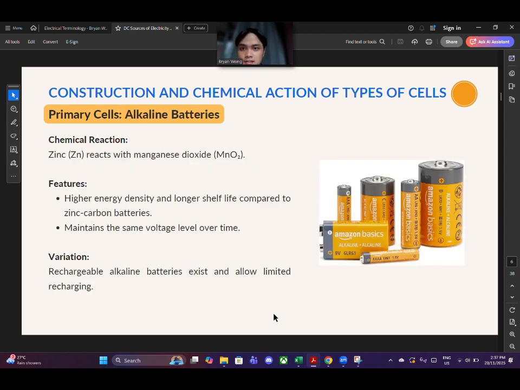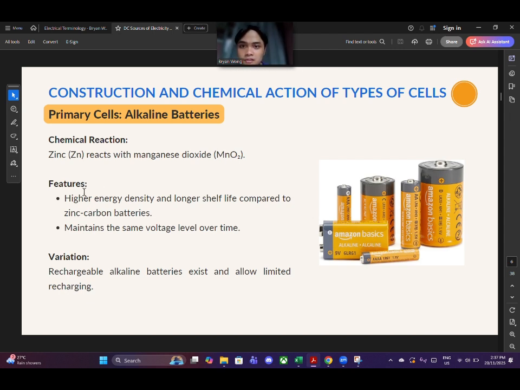Okay, so next, primary cells. We're still in primary cells, but alkaline batteries. Now we're going to jump into alkaline batteries. In alkaline batteries, the chemical reaction states that zinc reacts with manganese dioxide. This is for alkaline batteries.